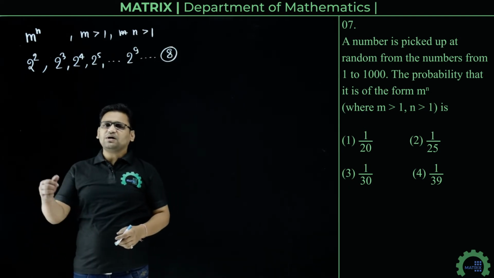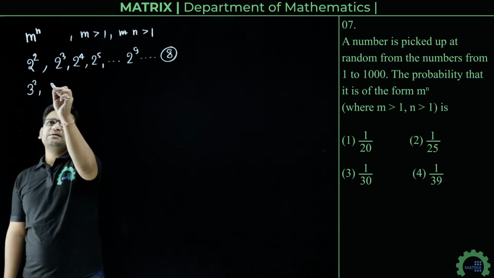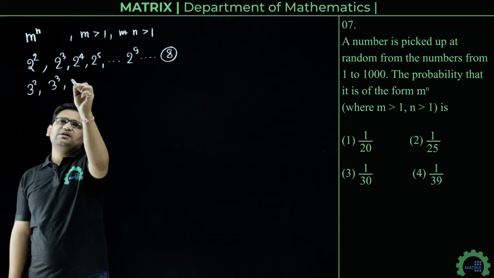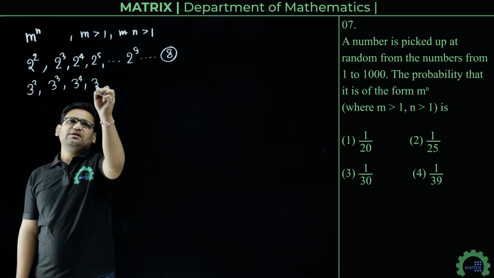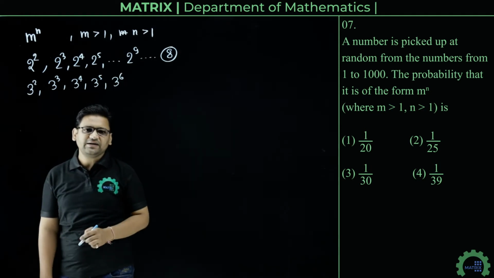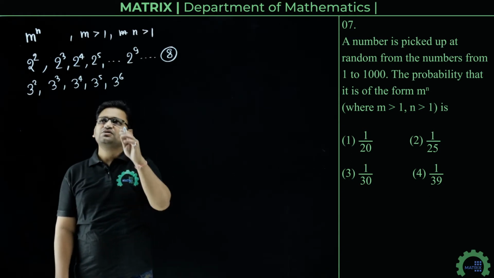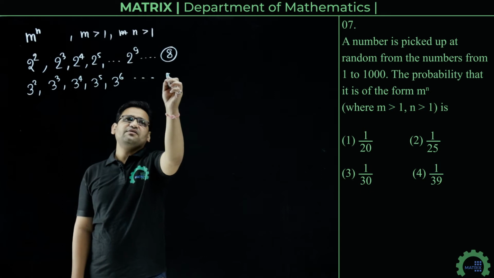Now we will count the possible number of cases for the number 3. So 3 square, 3 cube, 3 raised to power 4, 3 raised to power 5 and 3 raised to power 6, that is 729. And 3 raised to power 7 will be greater than 1000. So here the possible number of cases are 5.